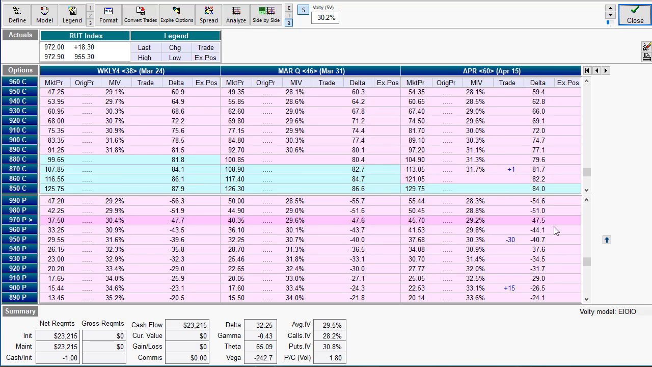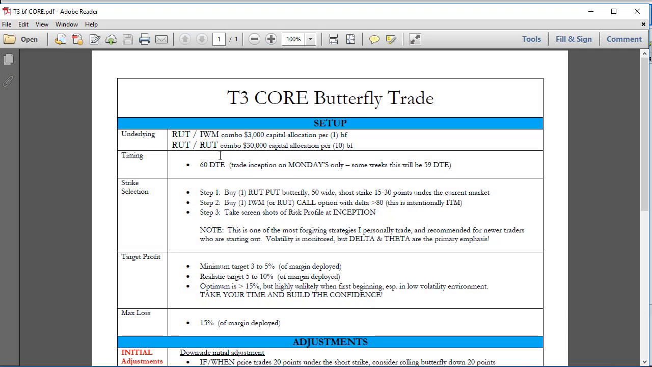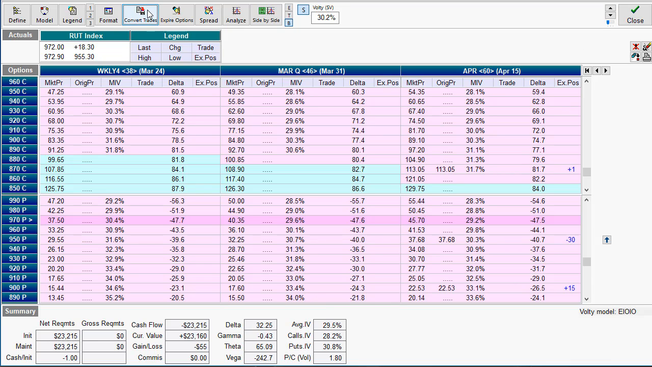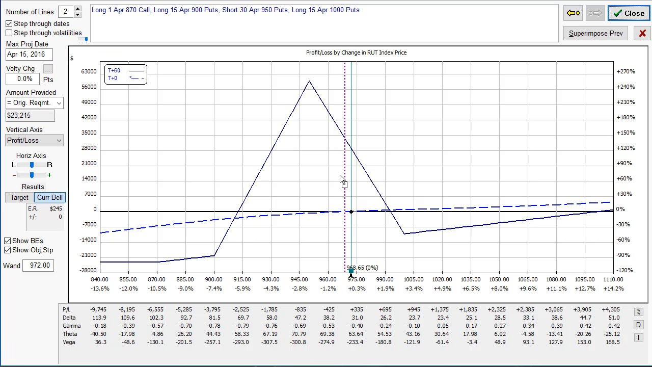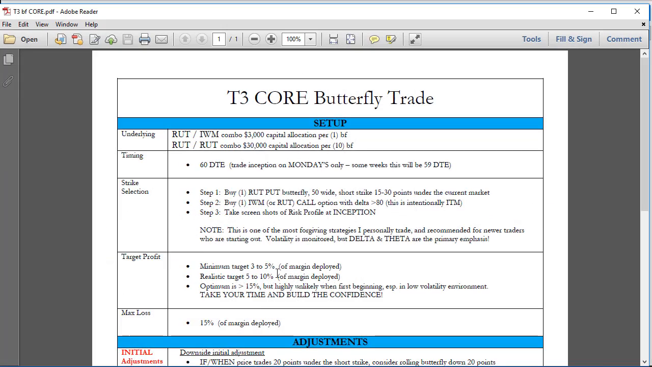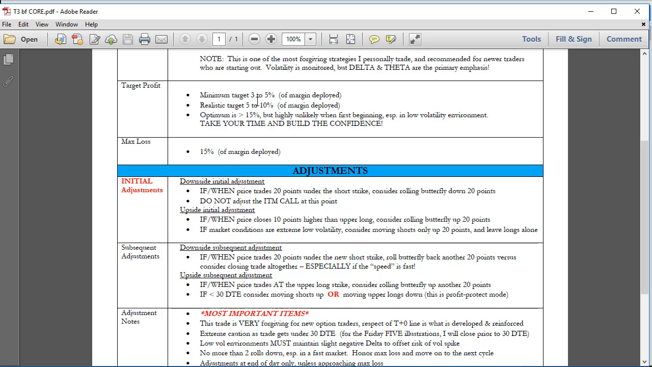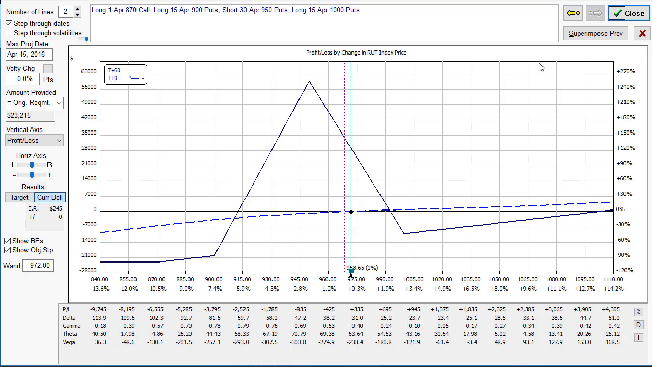So we'll convert that right there, and this is a $30,000 margin that we're allocating. We are starting the trade out with a little over 20, and we'll convert those trades and begin going. If I am targeting based on these guidelines, my target profit is minimum 3 to 5%. As soon as that gets locked in, please consider closing the trade, especially if you hit that very quickly, which is sometimes the case.